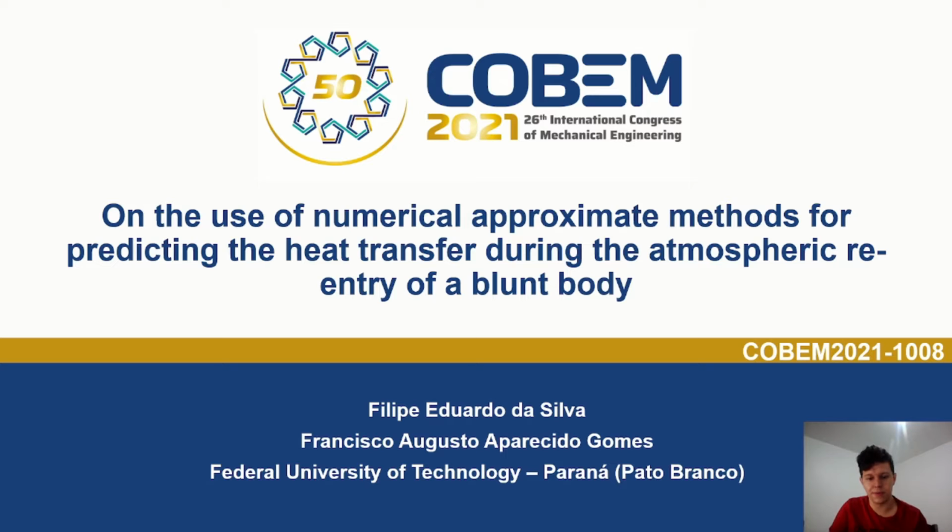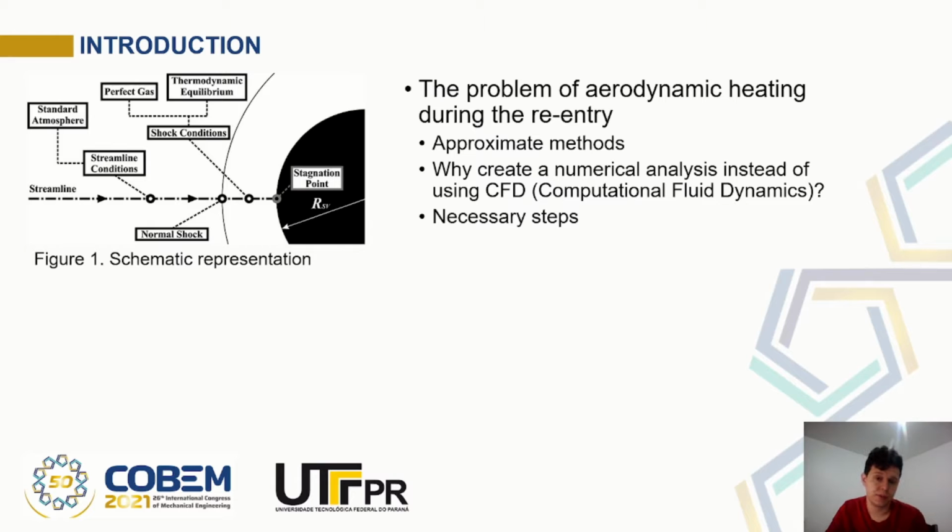I'm here also representing the co-author of this work, Francisco Augusto Aparecido Gomes, and I will be talking a little about the use of numerical approximate methods for predicting the heat transfer during the atmospheric re-entry of a blunt body. The main objective of this work is to analyze the aerodynamic heating in the stagnation point of a space vehicle re-entering the atmosphere. And to do this, there are two possible ways, which is using approximate methods or CFD simulations, which are also known as computational fluid dynamics.